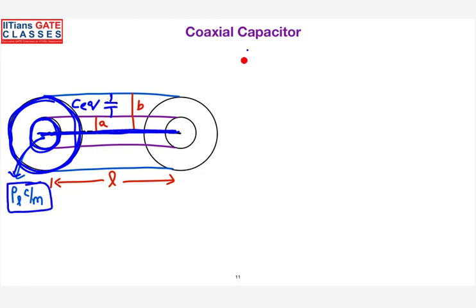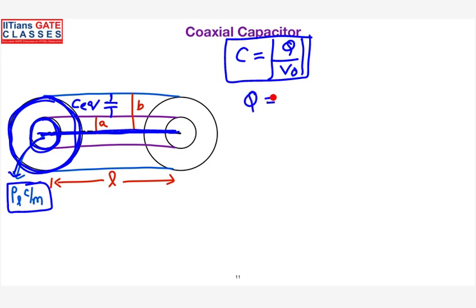So what is the basic definition for capacitance here? Q by potential difference. How much charge will be present on the inner conductor or outer conductor? Can you tell me? There is a line charge placed at the center conductor. ρL into L, sir. Good. The line charge density multiplied with the length of the coaxial cable.